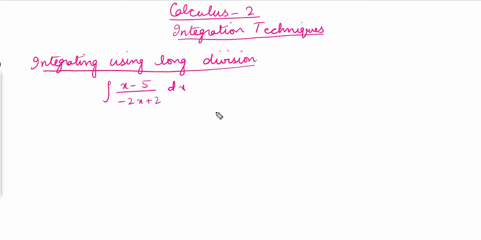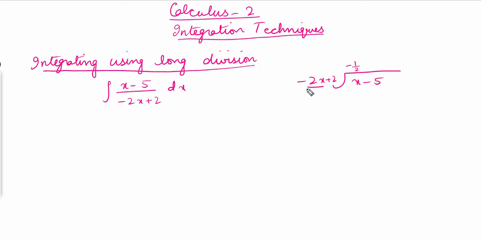So for that purpose we will just divide it, we will simplify the function, and then we can use the normal integration techniques to integrate it. So I'll do the process of long division. In the long division I'll keep x minus 5 inside the division sign and negative 2x plus 2 outside. Alright, so we have to see the number by which we will multiply negative 2x to get 1x, so that will be equal to negative 1 over 2. So it's a negative half.